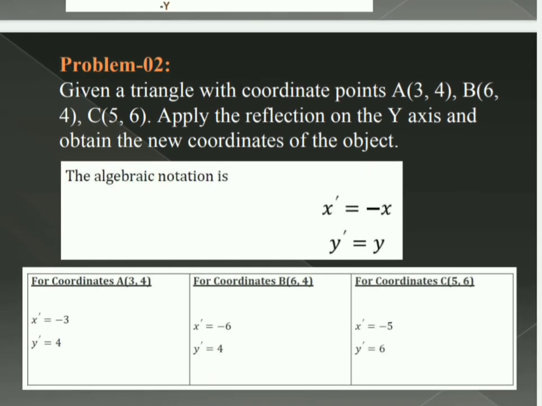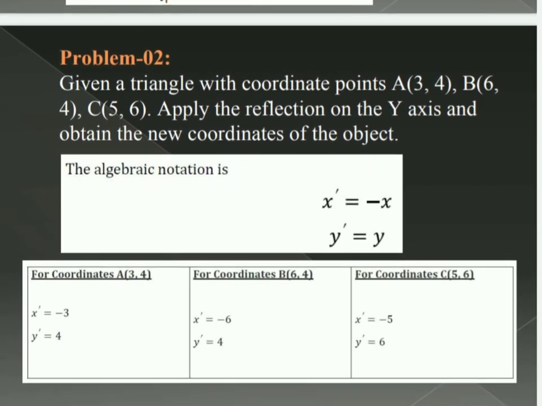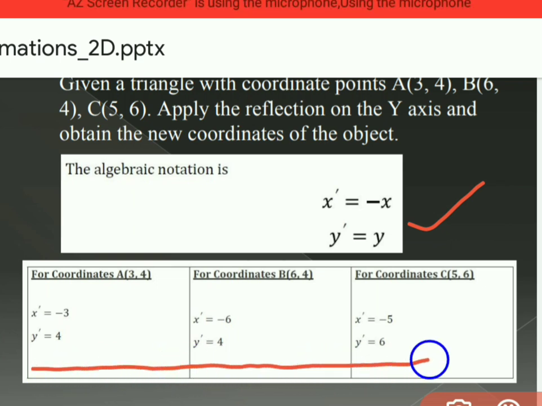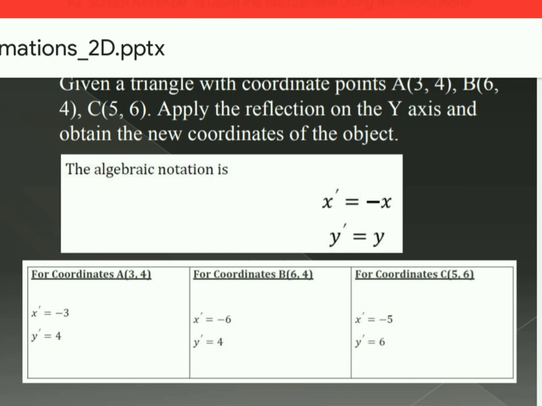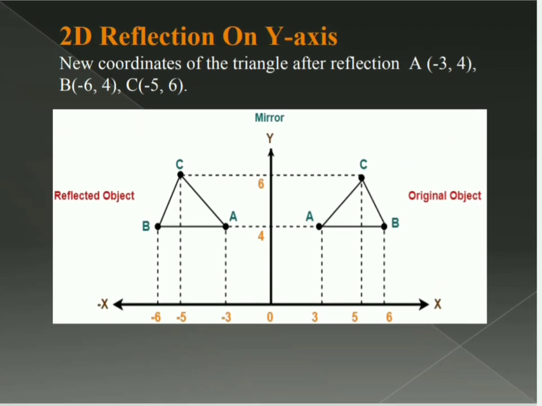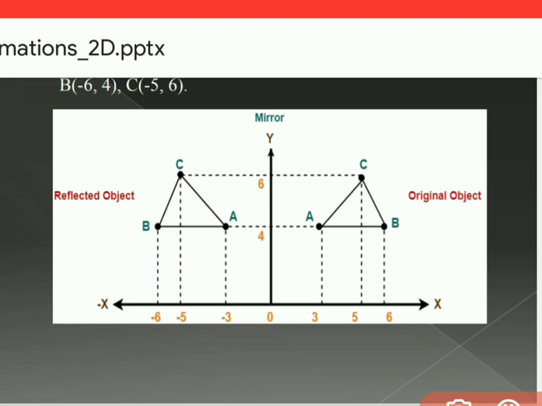Now similarly, by considering the same problem, if we apply reflection on the y-axis, we will use the algebraic notations x dash is equal to minus x and y dash is equal to y. Then after putting the values in the above result, you will get the new coordinates of the points A, B, C. And here is the diagram. Here you will see this is the original diagram and it is reflected on the y-axis, and this is your reflected object or reflected triangle here.